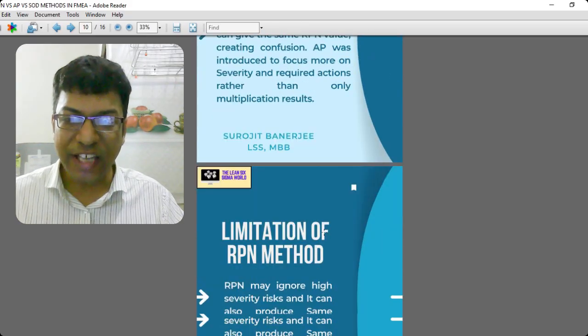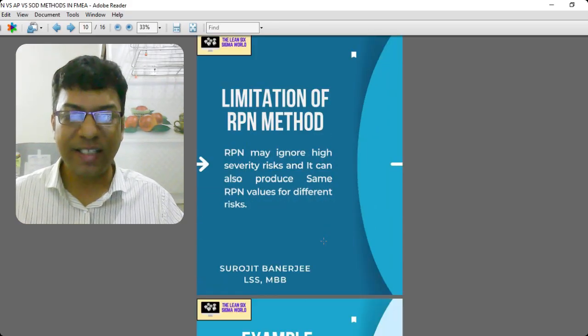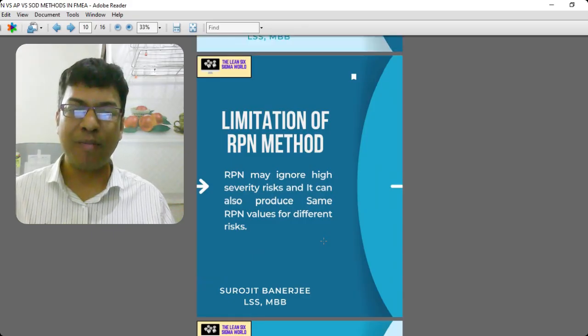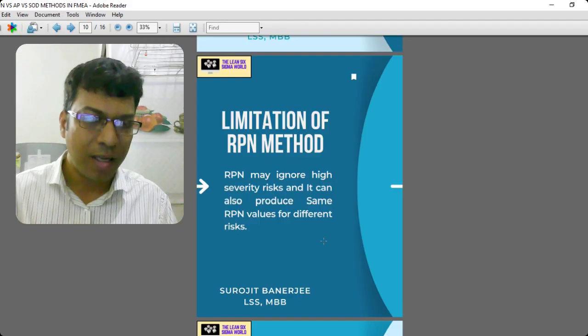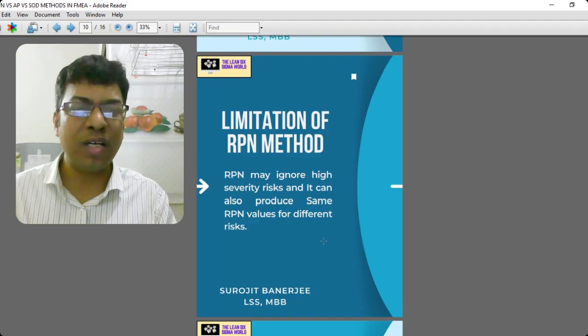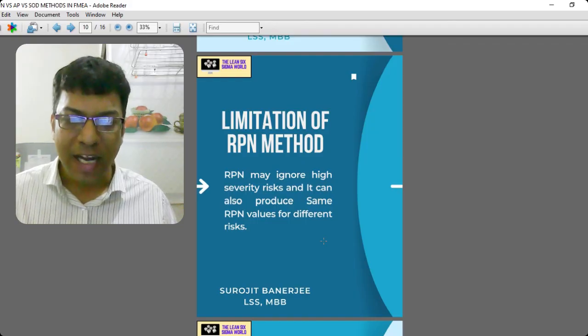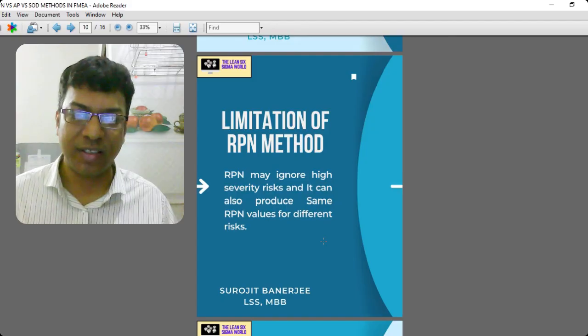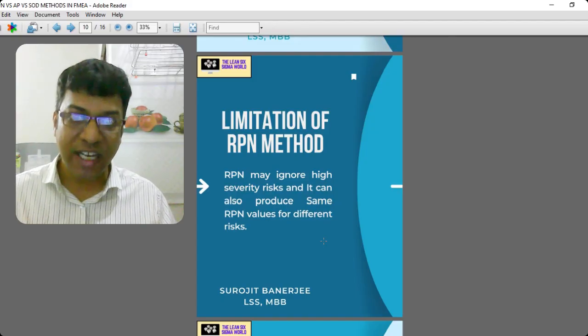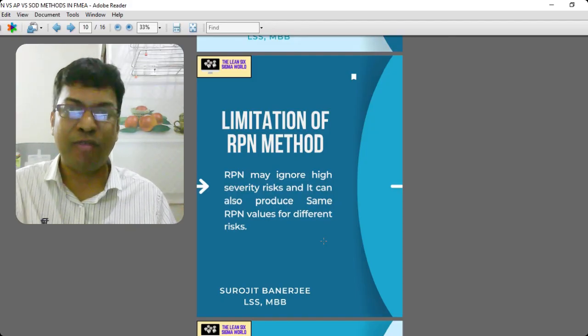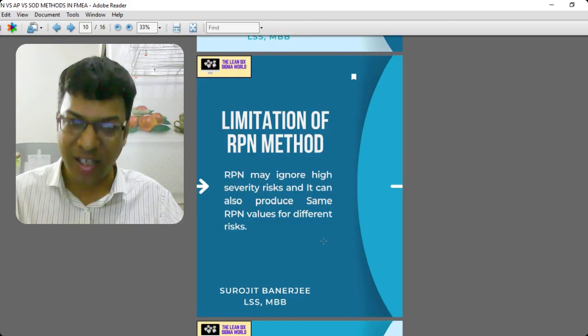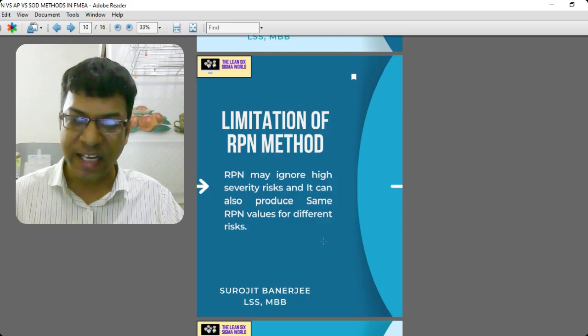So the limitation of RPN we need to understand. What is the limitation? The RPN number may ignore the high severity risk, because if you change the combination of SOD, you can get the same number. So it basically ignored the high severity risk. That was the limitation of RPN, and we have shifted from RPN to action priority as per the latest edition of AIAG and VDA.